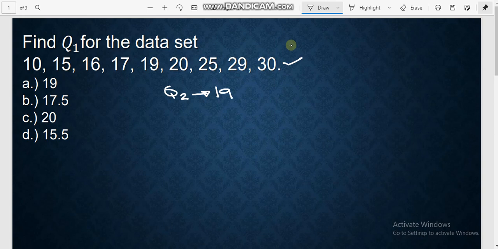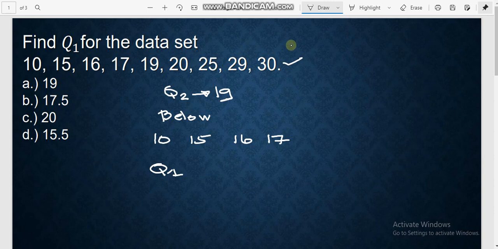The next step is to identify numbers that are less than or below 19. So what are the numbers below 19? We have 10, 15, 16, and 17. To solve for Q1, Q1 is simply the median of the numbers that are below Q2. Since our Q2 is 19, the numbers below 19 are 10, 15, 16, 17.